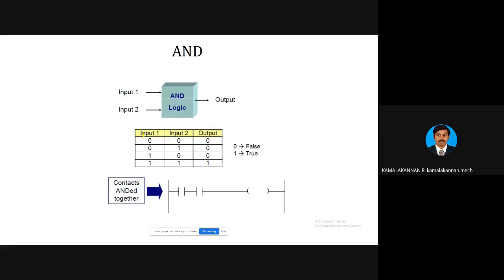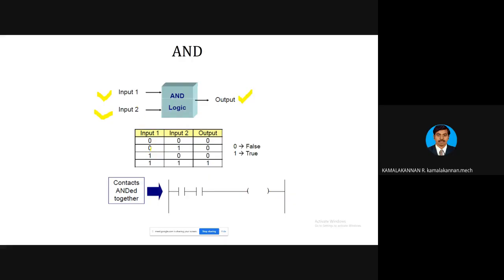So this is the AND gate. See here, you have input one and input two, and according to some logic, the AND gate will give some output. When input one is 0 and input two is getting a signal, even though, you won't get any output. When you have a signal in input one and you don't have one in input two, you will again get 0.